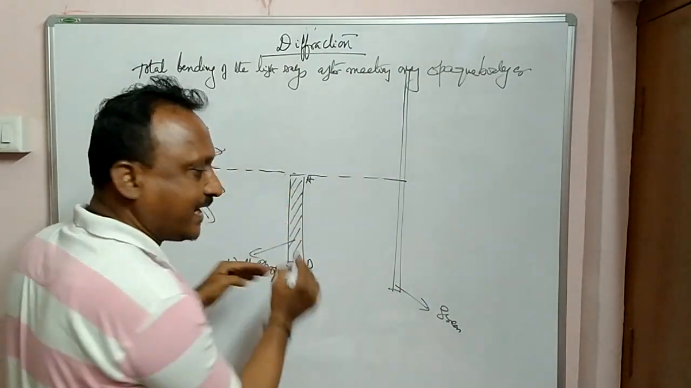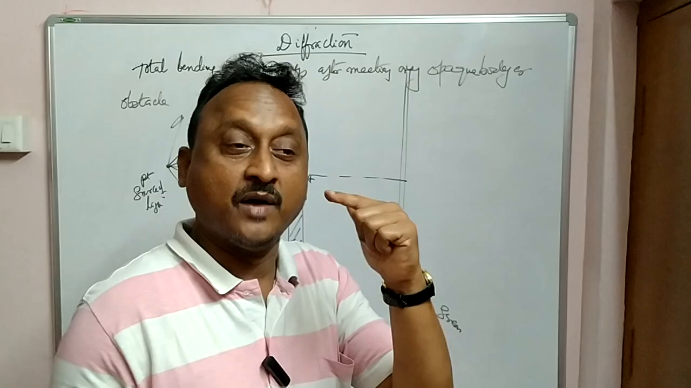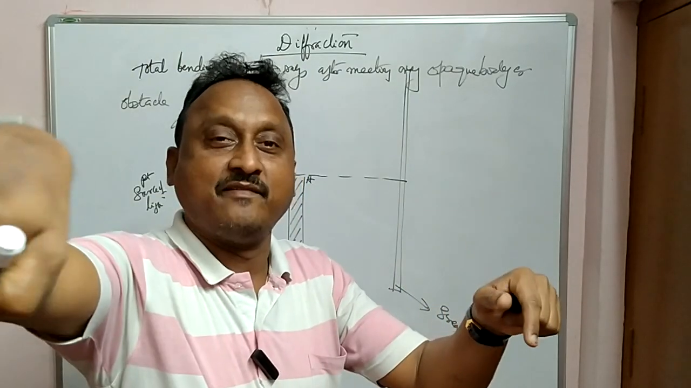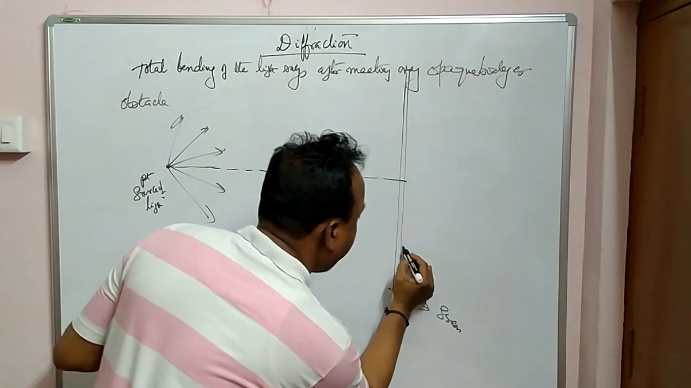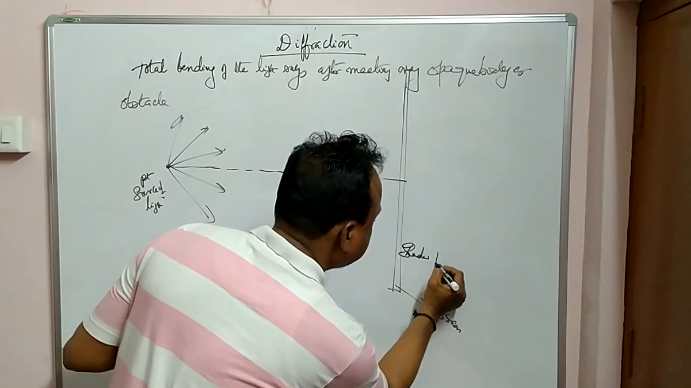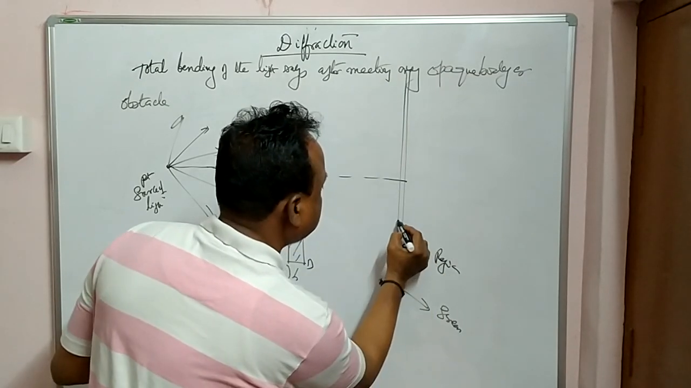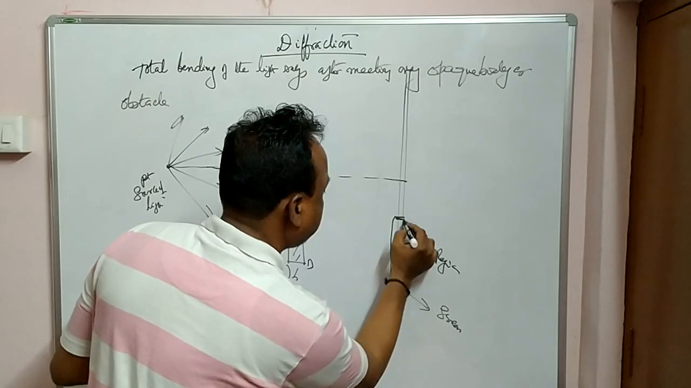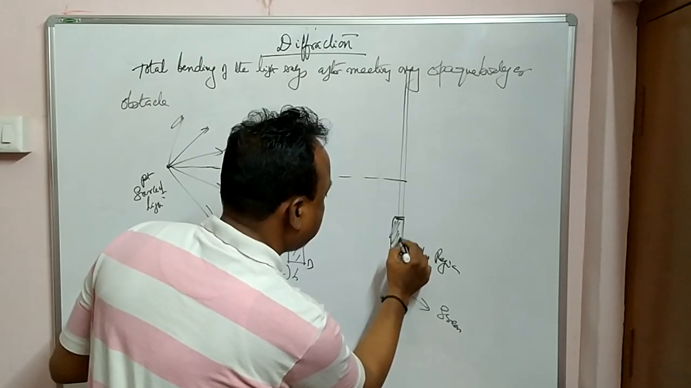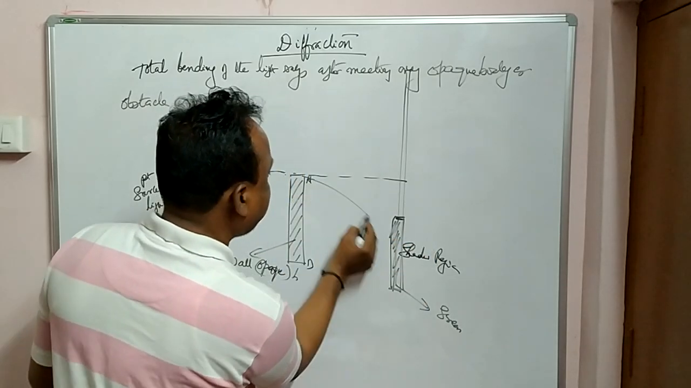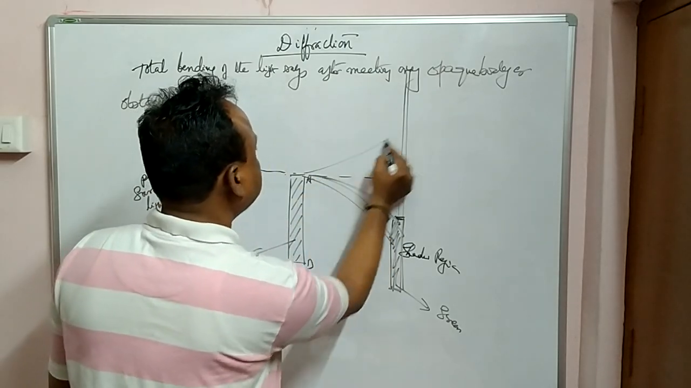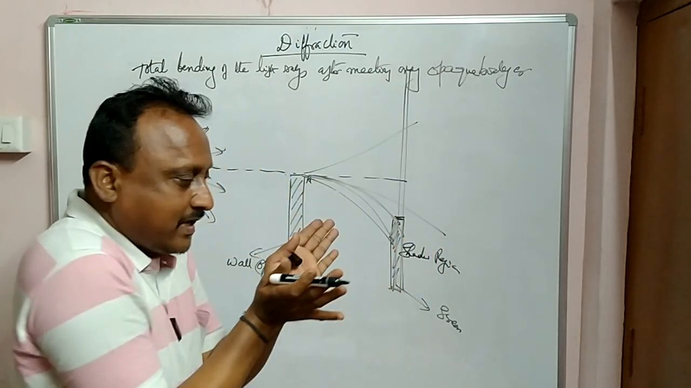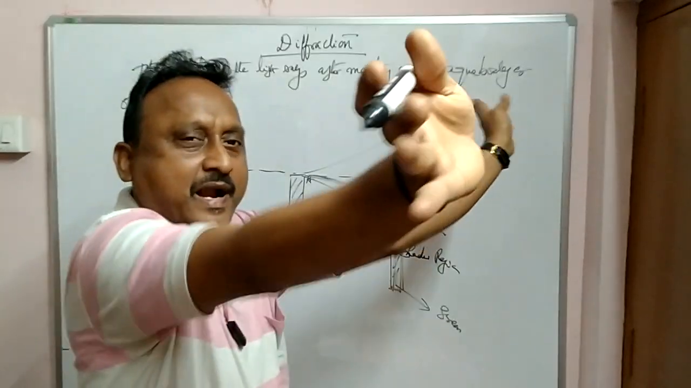Light after meeting the obstacle bends away and encroaches into the shadow region. So this is the shadow region. This is the shadow part. So here light is entering. A portion of light will bend into this region.